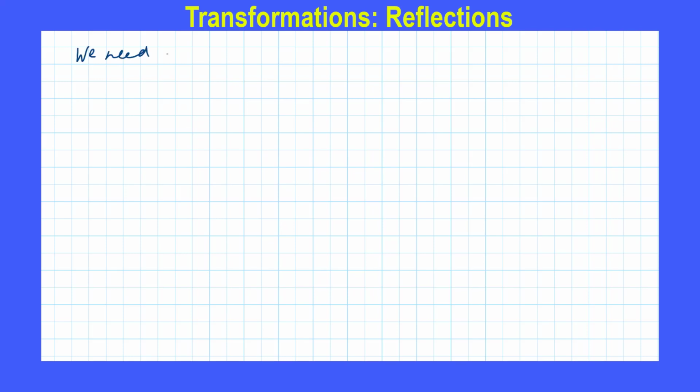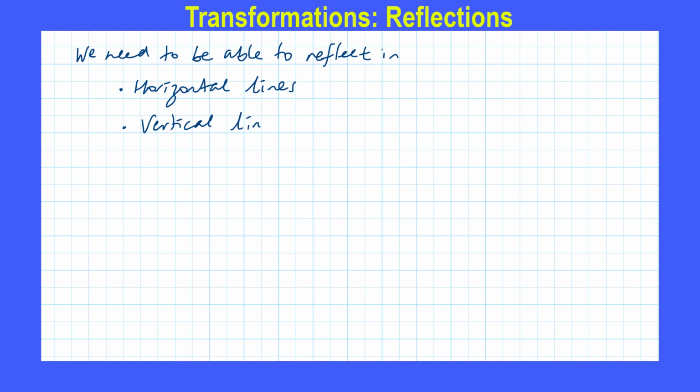In this video, we're going to be looking at transformations, reflections. So the things we need to be able to do is we need to be able to reflect any shape in horizontal lines, in vertical lines, and also in lines that are at 45 degrees to the horizontal. So our first thing that we're going to look at is actually a convention for naming these lines.